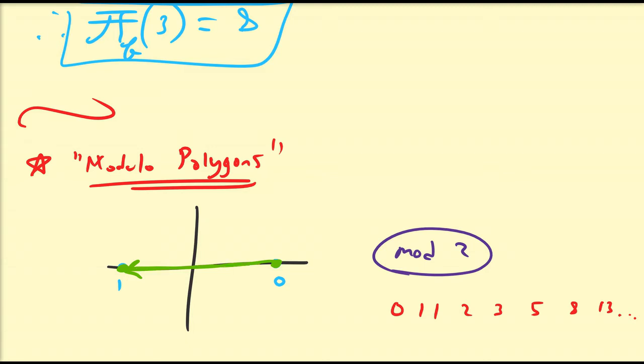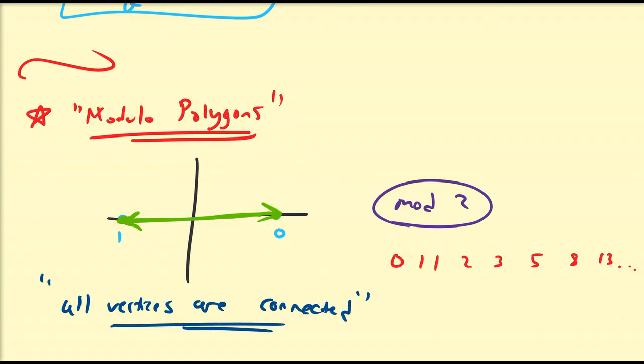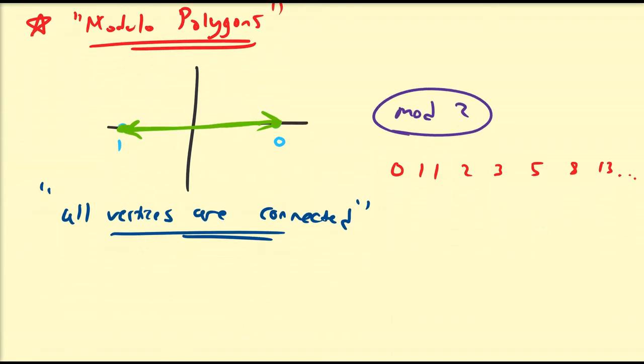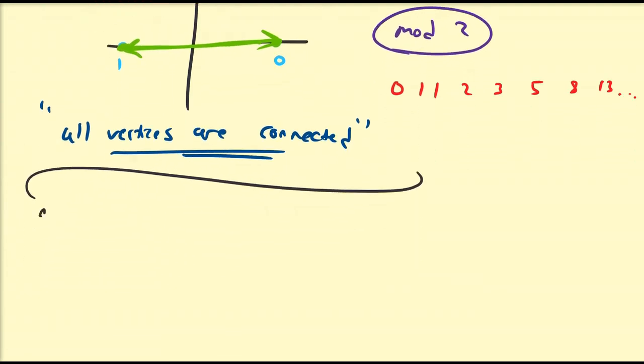2 is going to be mapped to 0, so it's going to go back over here. And then we're going to go to 3, which is going to be mapped to 1, and so on, right? So pretty much all of the vertices are connected. Now, for the modulo 2 case, this is not that interesting. Once we increase the value of m, then it's going to become a little bit more fascinating, at least to me. So now let us consider the case when n is equal to 3.